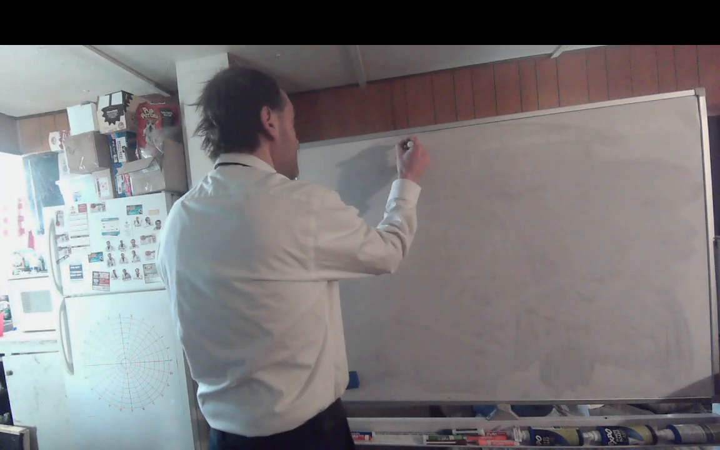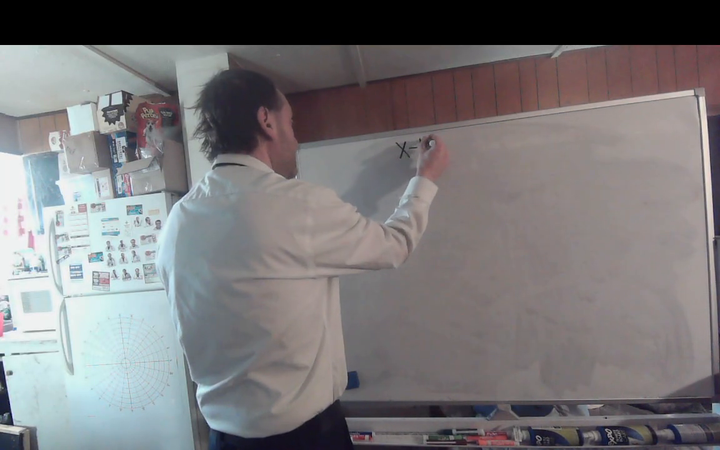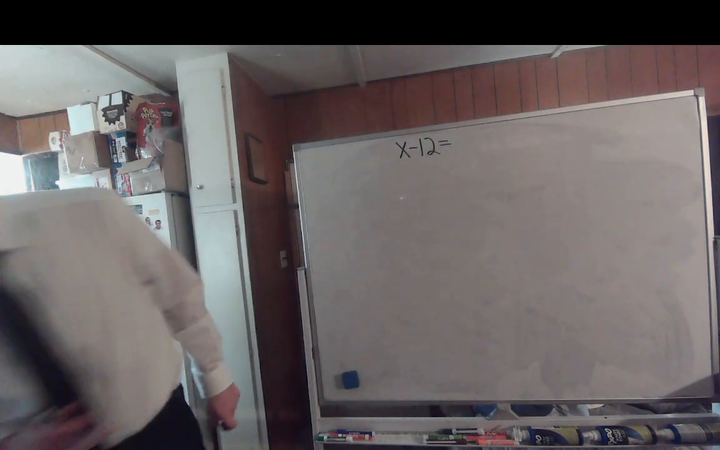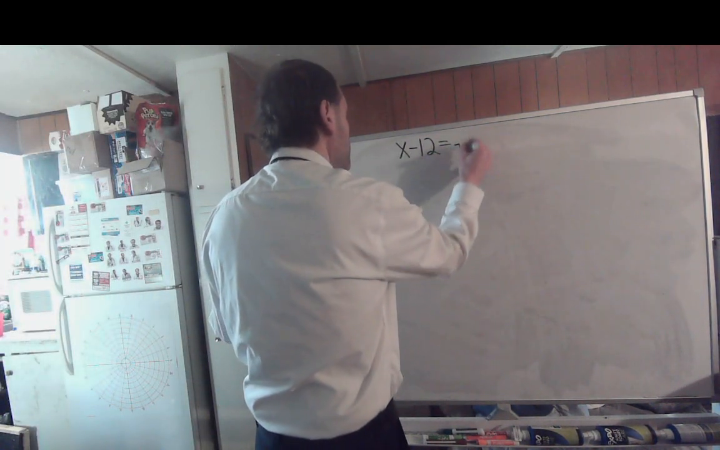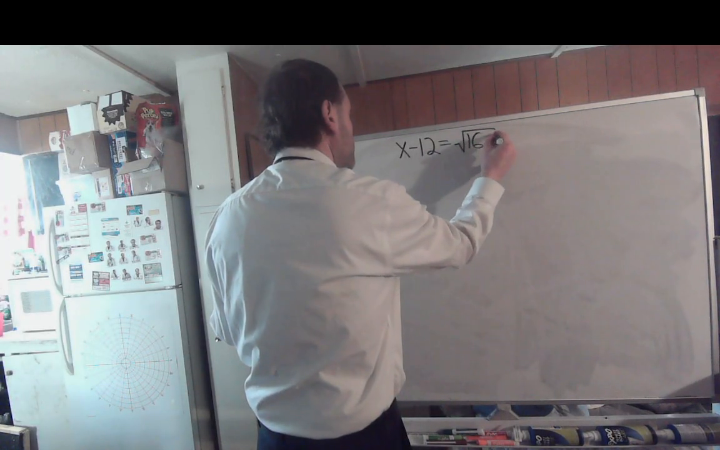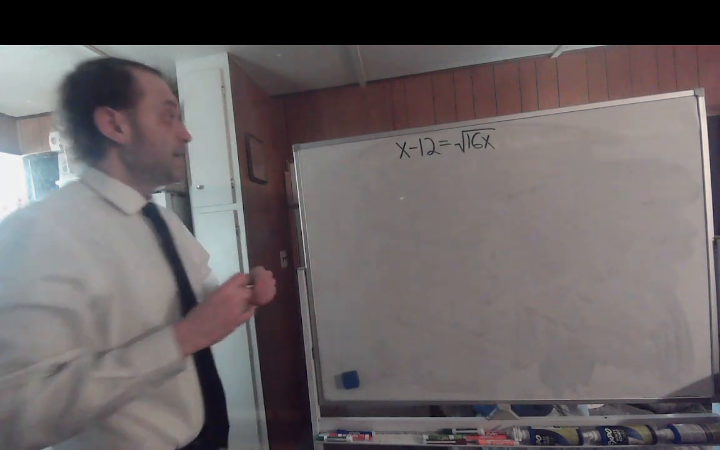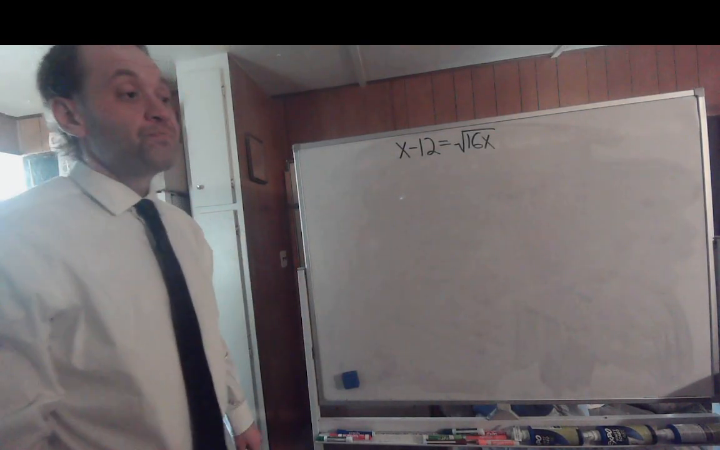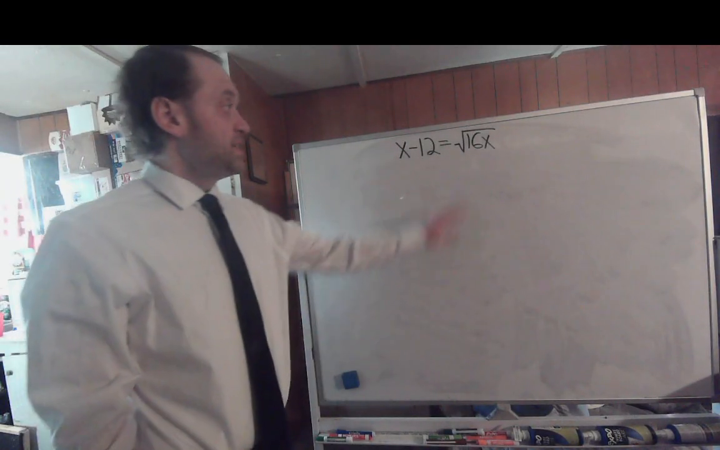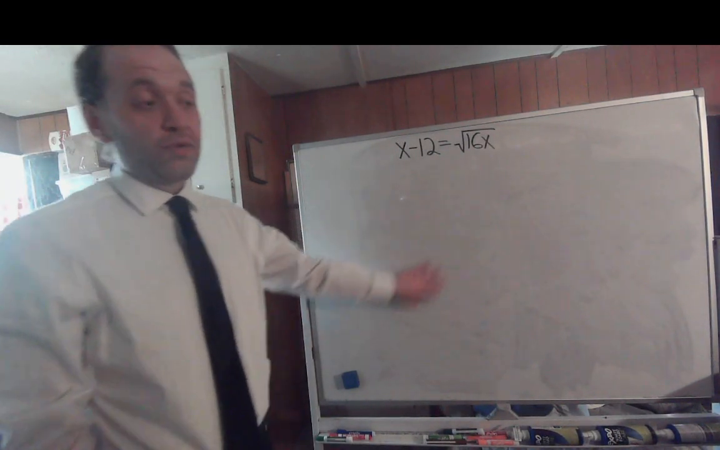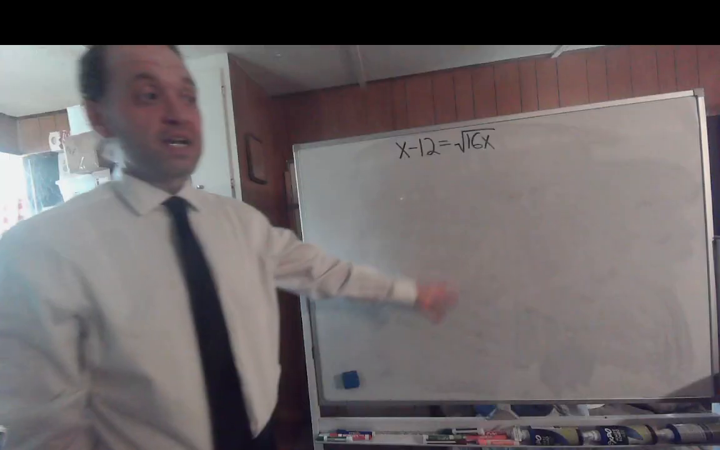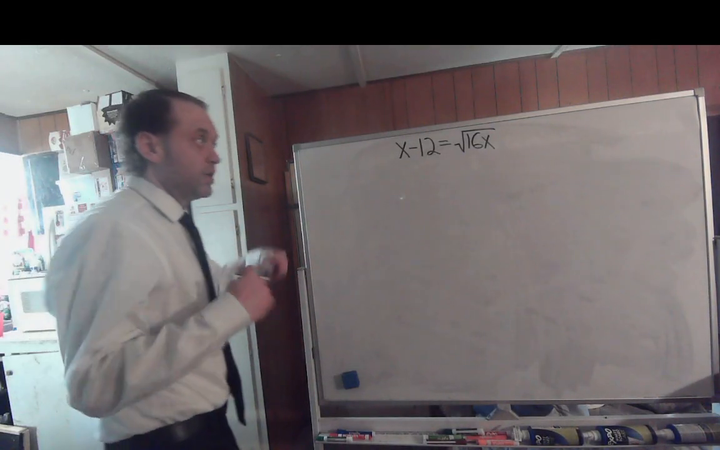This is a good one. x minus 12 equals the square root of 16x. It's actually nice and convenient that that 16 is under the radical sign, because we're going to still have to raise both sides to the second power to cancel out the square root, right?